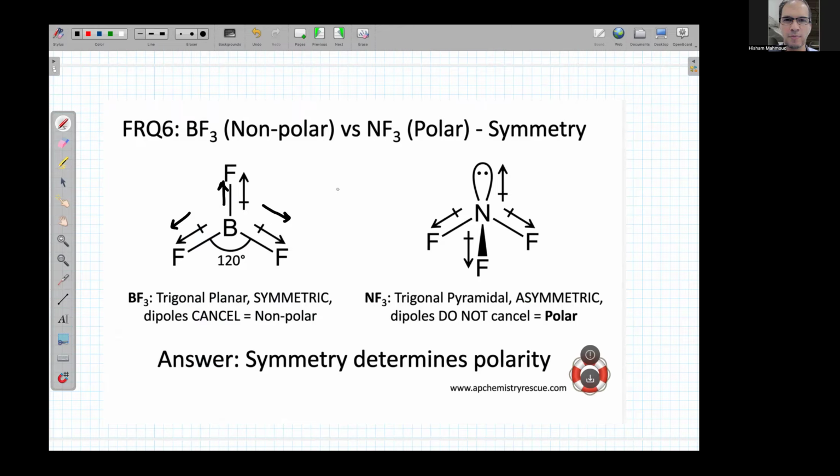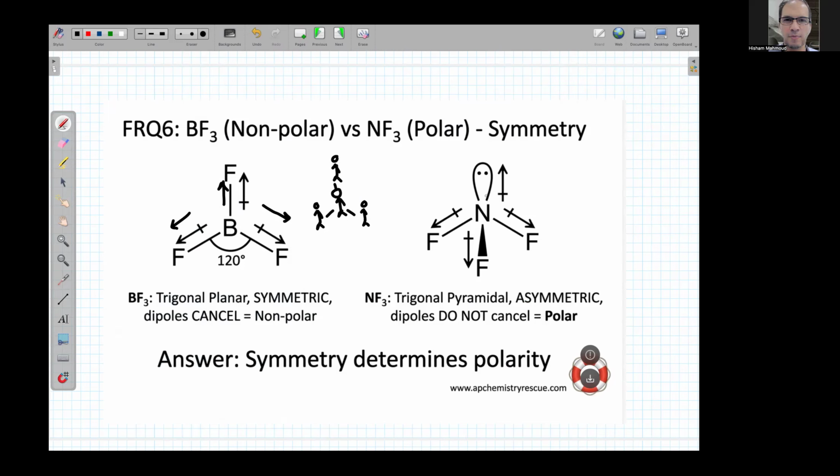So imagine you are standing here and your colleagues are pulling you, one from here, one from here and one from here. At the end, the pulling is canceled out. So there is no net result. You don't move from your place. The vector sum is 0. BF3 is non-polar despite having polar bonds. So the polarity is canceled out.